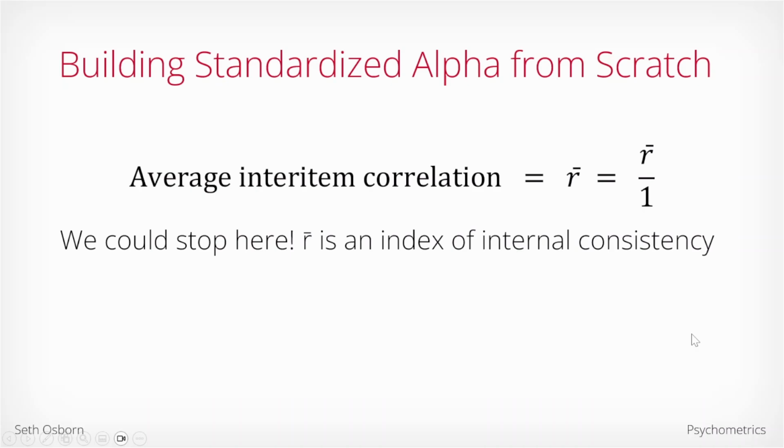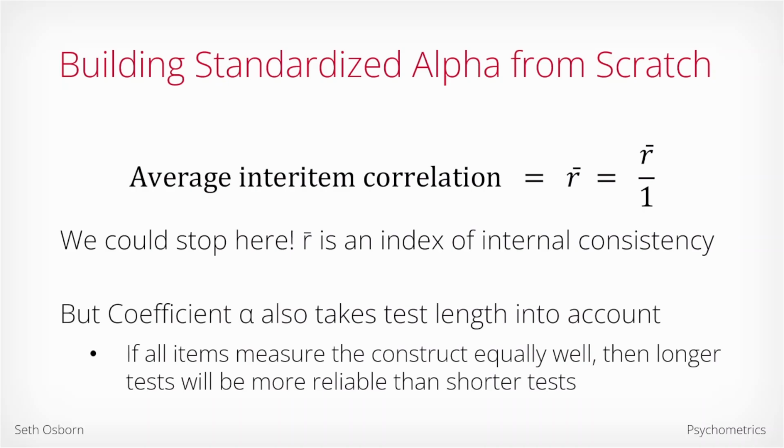The average inter-item correlation is an index of internal consistency. It's just how correlated the items are with each other on average. So that does tell us about how closely they're linked. But coefficient alpha also takes the test length into account. As I said, assuming all items are measuring the construct in the same way to the same degree, a longer test is going to be more reliable than a shorter test. And so coefficient alpha takes that into account.